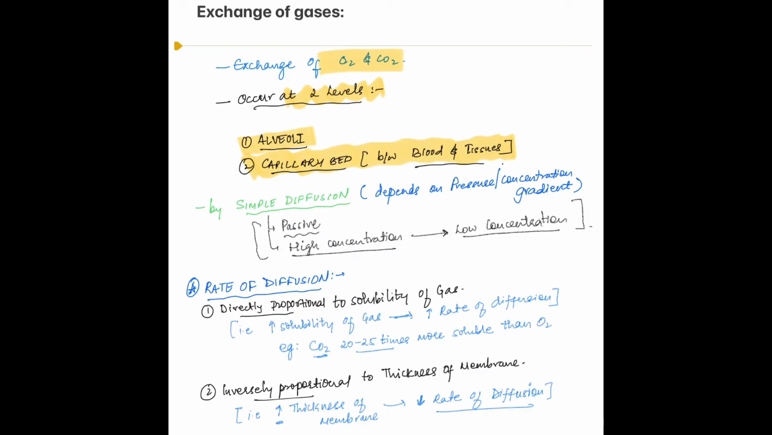Both oxygen and carbon dioxide are soluble gases, therefore they can move across the membranes by simple diffusion. Simple diffusion is a passive process and it does not require energy to be spent. It depends on pressure or concentration gradient. Both oxygen and carbon dioxide move from high concentration to low concentration or from high pressure to low pressure.